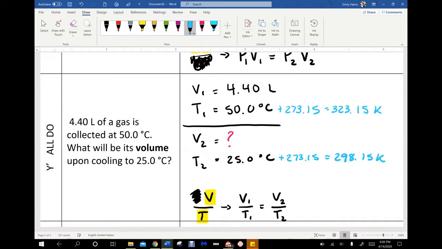All right. Second, we also want to go ahead and make our prediction. What we see happening is a cooling process. So that means the temperature is going down. Since volume and temperature are directly proportional, if temperature goes down, so should volume. So our prediction is that our volume should decrease from 4.40 liters.